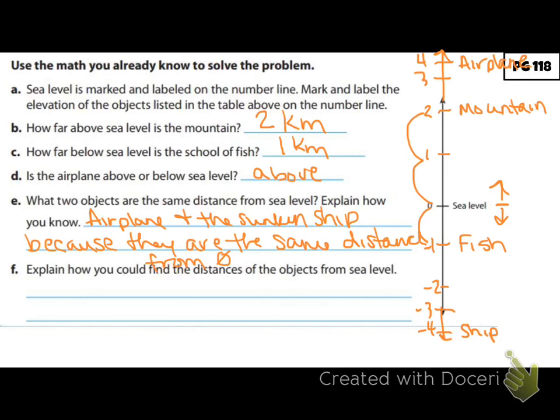So, explain how you could find the distance of the objects from sea level. Well, all we would have to do is count how far above or below zero it is.